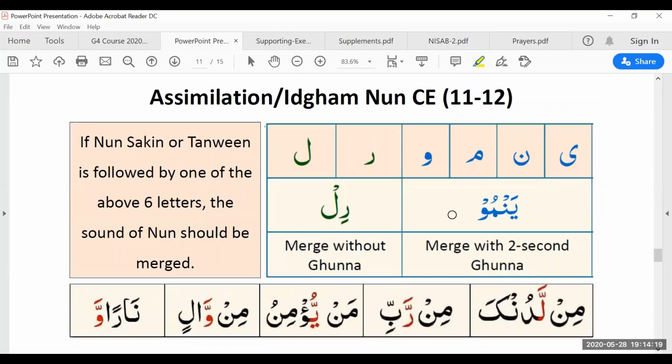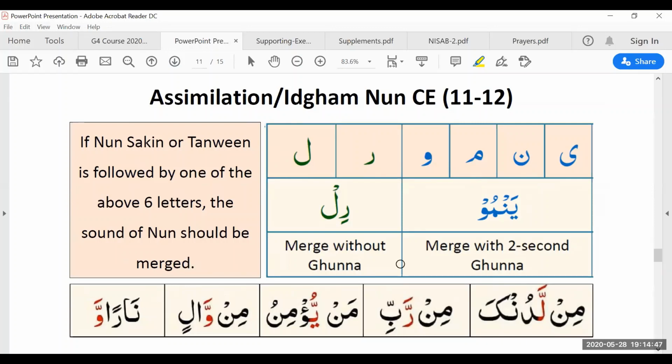So we also did rules concerning noon sakin and noon tanween. First of all, we did idgham, which means to assimilate. If noon sakin or tanween is followed by one of the above 6 letters, so ya, noon, meen, waw, ra, or lam, the sound of noon should be merged.